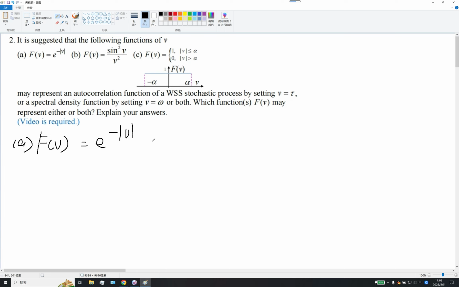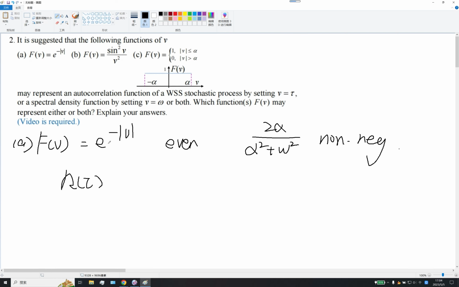So from this, we know that it is an even function, and the Fourier transform of this is equal to 2 alpha over alpha squared plus omega squared. So this is non-negative. Because it is even and its Fourier transform is non-negative, we know that it can be represented as an autocorrelation function. So it can be an R of tau.